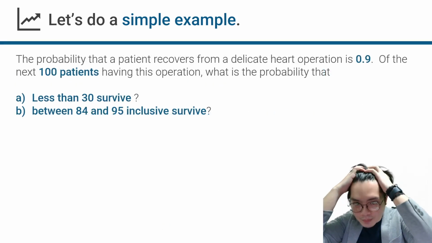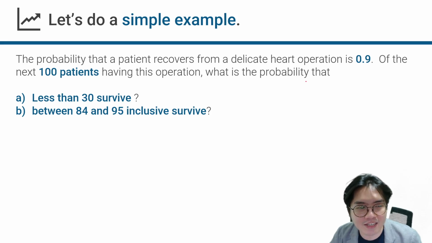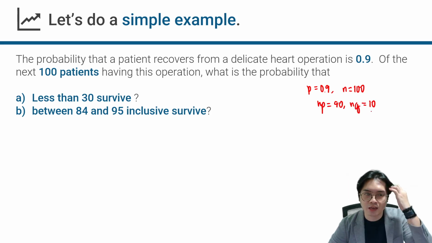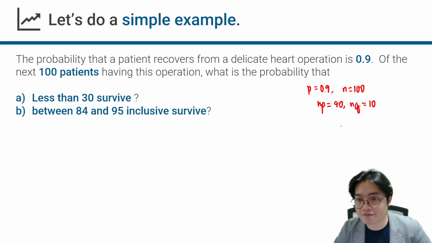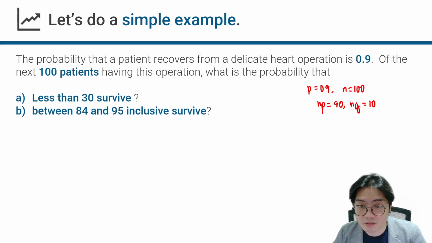The probability that a patient recovers from a delicate heart operation is 0.9. Good. Of the next 100 patients having this operation, what is the probability that less than 30 survive, and that between 84 and 95 inclusive survive? Okay. So let's turn this into P is 0.9. Your N is 100. That means that your NP is 90 and that your NQ is 10. Oh, both of them are bigger than 5. Therefore, we can turn this into a normal distribution.